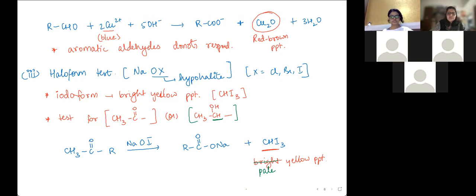Have you guys done this also in lab? I think so, ma'am. I remember getting a really bright yellow precipitate in a test tube, and I was like, what is wrong with this thing? The yellow precipitate was good. Then Miss asked me to smell it, so I brought it way too close to my nose, and it smelled bad. Then I dropped the test tube, so it was all over my lab coat.